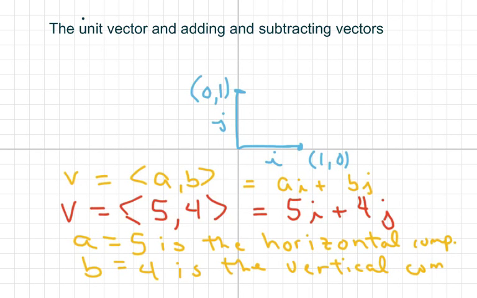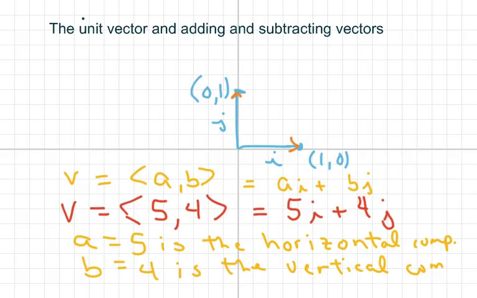Hi everyone. We're going to add and subtract vectors. We want to talk a little bit about the unit vector here. And we're going to write our vector in terms of i and j. If you've ever done matrices, you know how this works.